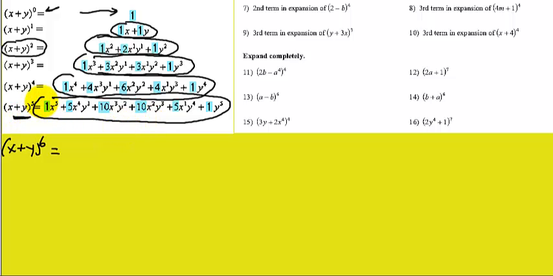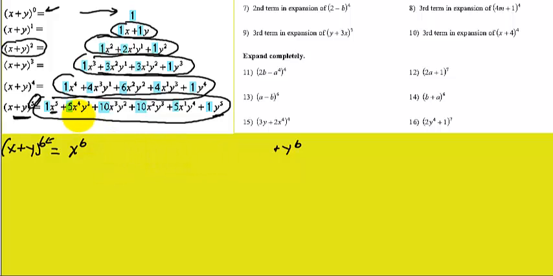When it was for the fifth power, x had a fifth power, and then at the end y had a fifth power. Okay, so obviously when it's sixth power, then you're going to have 1x to the sixth power, and then we know at the end we're going to get 1y to the sixth power. Okay, what about the middle terms?